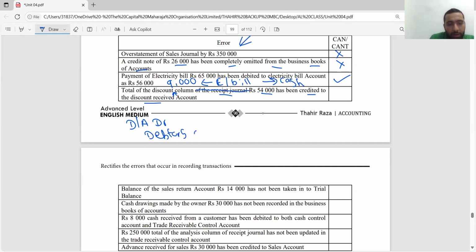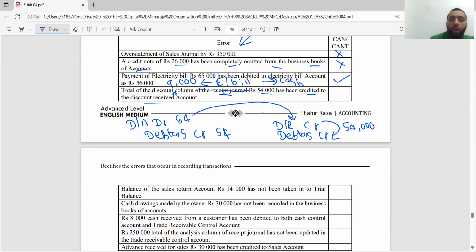debtors credit 54,000. Right? Children, did you understand this? Now what you have done is you have recognized this on the credit side of discount received account. Discount received is credit, and debtors is also credit. So there are two credits, right? So that means the credit side is overstated by 54,000. Definitely you can find this from the trial balance. One side is higher by 54,000. The two sides are not equal. It will not tally.